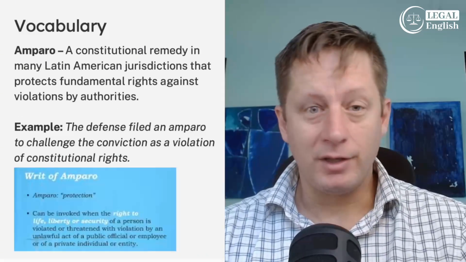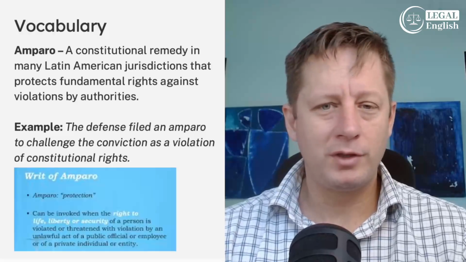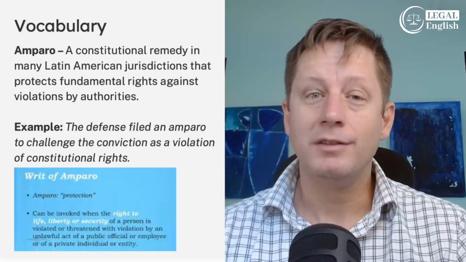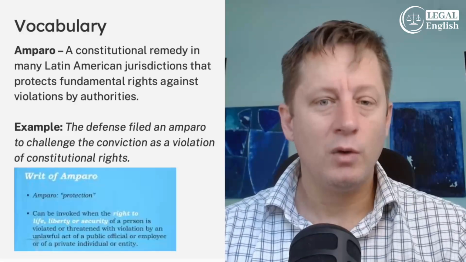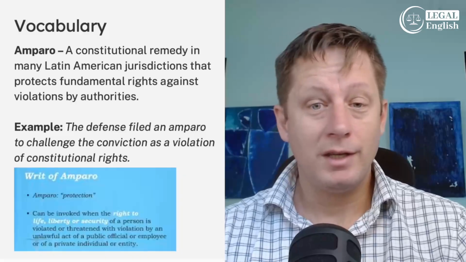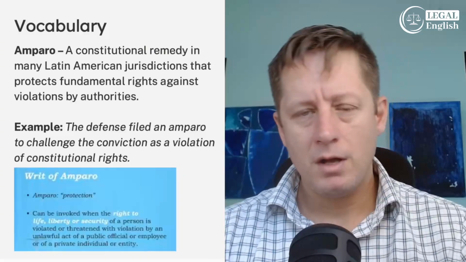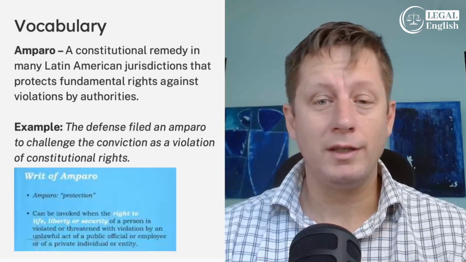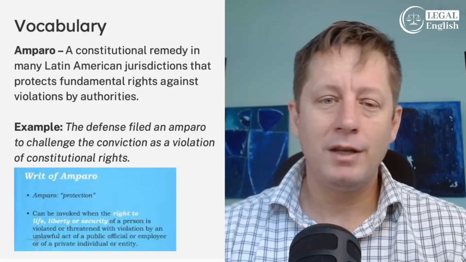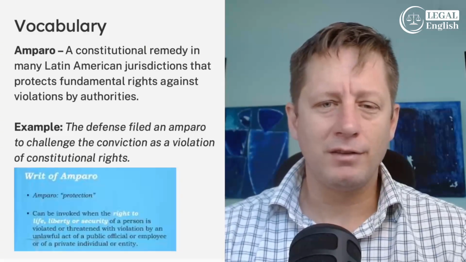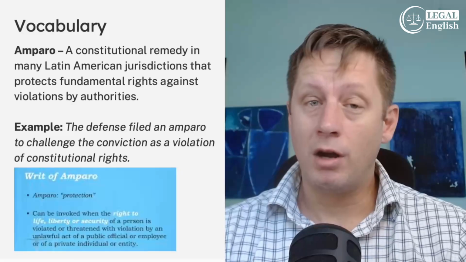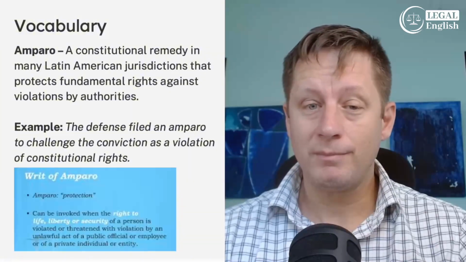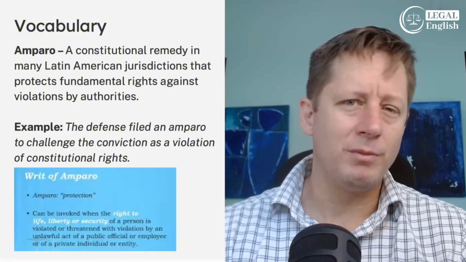In many Latin American countries, one of the most powerful post conviction tools is the amparo. Amparo is a constitutional action designed to protect fundamental rights when they are violated by government authorities, including in criminal convictions. For example, imagine a defendant convicted after a trial where the judge openly ignored due process. Even if appeals are denied, the defendant's lawyer can file an amparo, arguing that the conviction itself violates constitutional guarantees of fairness and justice.